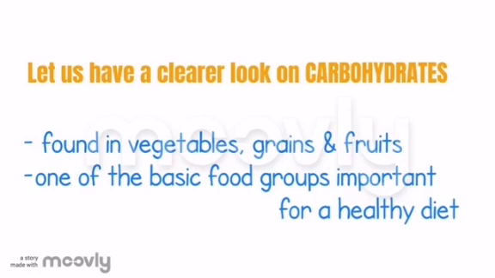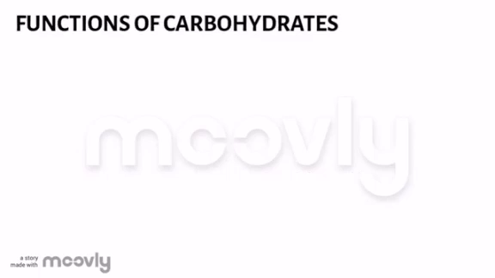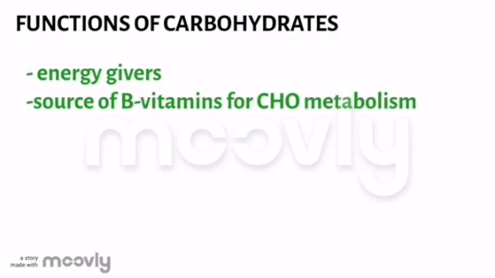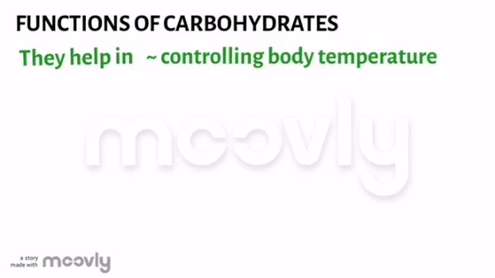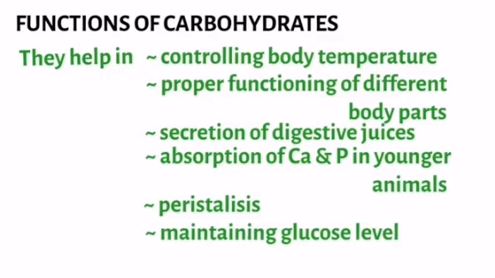They are found in vegetables, grains, and fruits, and are one of the basic food groups important for a healthy diet. Functions of carbohydrates. Carbohydrates not only function as energy givers, they are also a source of B vitamins and carbohydrate metabolism. They help in controlling the body temperature, proper functioning of the different body parts, secretion of digestive juices, absorption of calcium and phosphorus in younger animals, peristalsis, and maintaining glucose level.